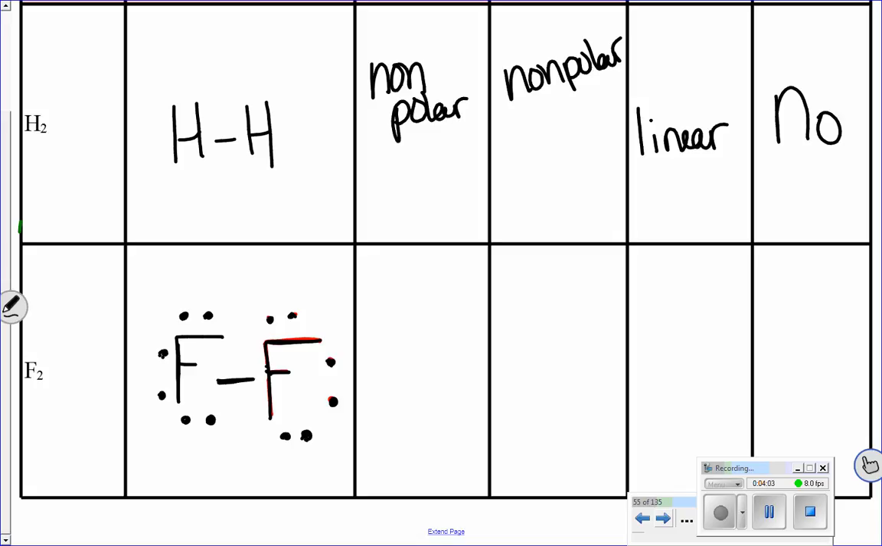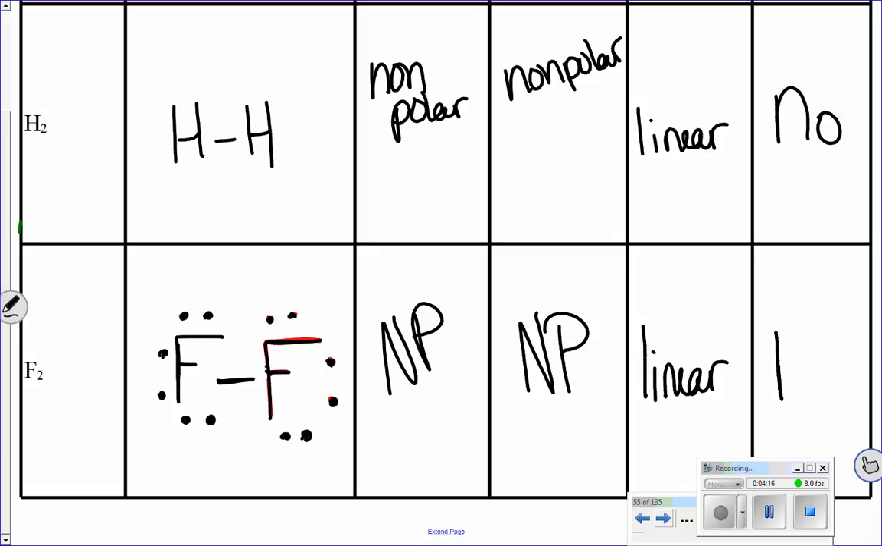My bond is between two identical atoms, so it is a nonpolar bond. If I do my symmetry, chop-chop on this, it is a completely symmetrical molecule. This guy is also linear, and because this is a nonpolar molecule, there is no dipole.